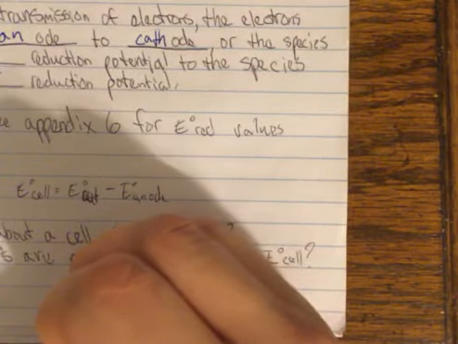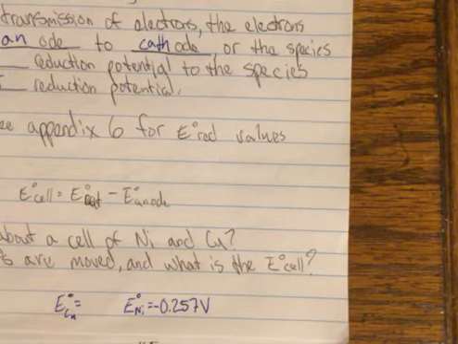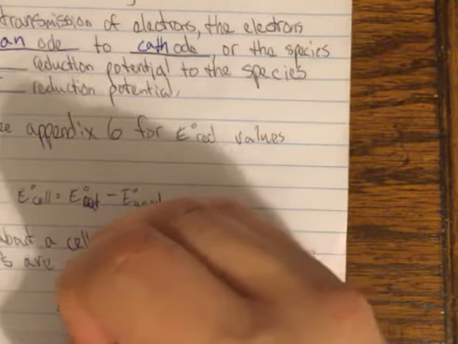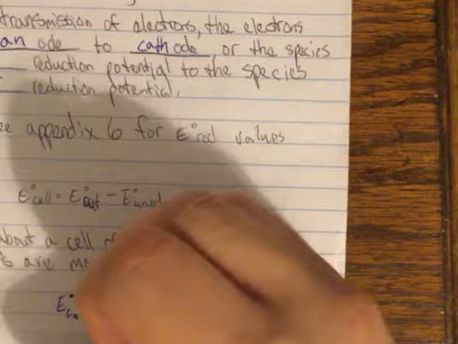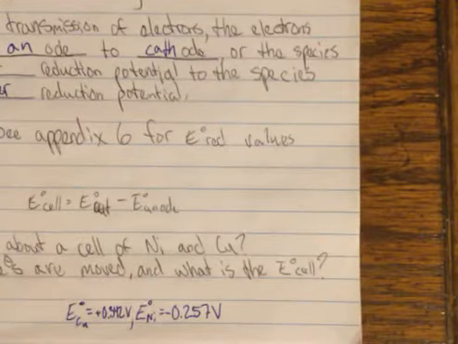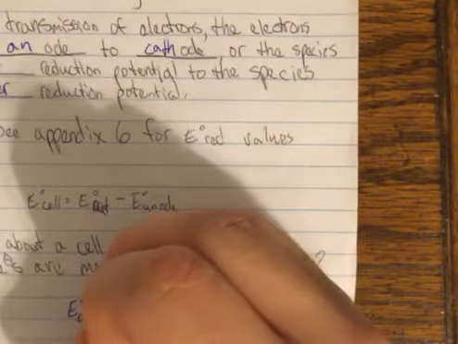Okay, so now we have our other species, which is copper. Okay, so copper. Now look for the correct one. It should be in the middle of the page. That should be 0.342, so plus 0.342 volts.